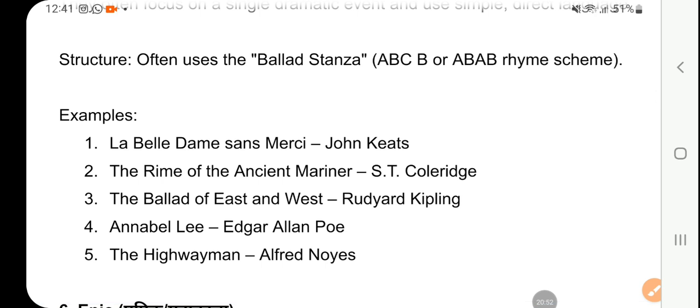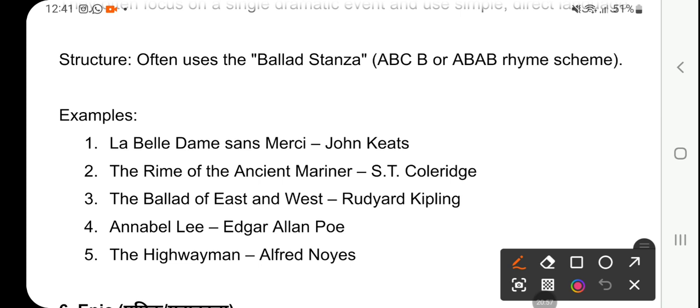The structure often uses the ballad stanza, right? So what is the ballad stanza? You have to remember the rhyme scheme: a b c b, or a b a b. So a b c b or a b a b. This was the rhyme scheme of ballad.